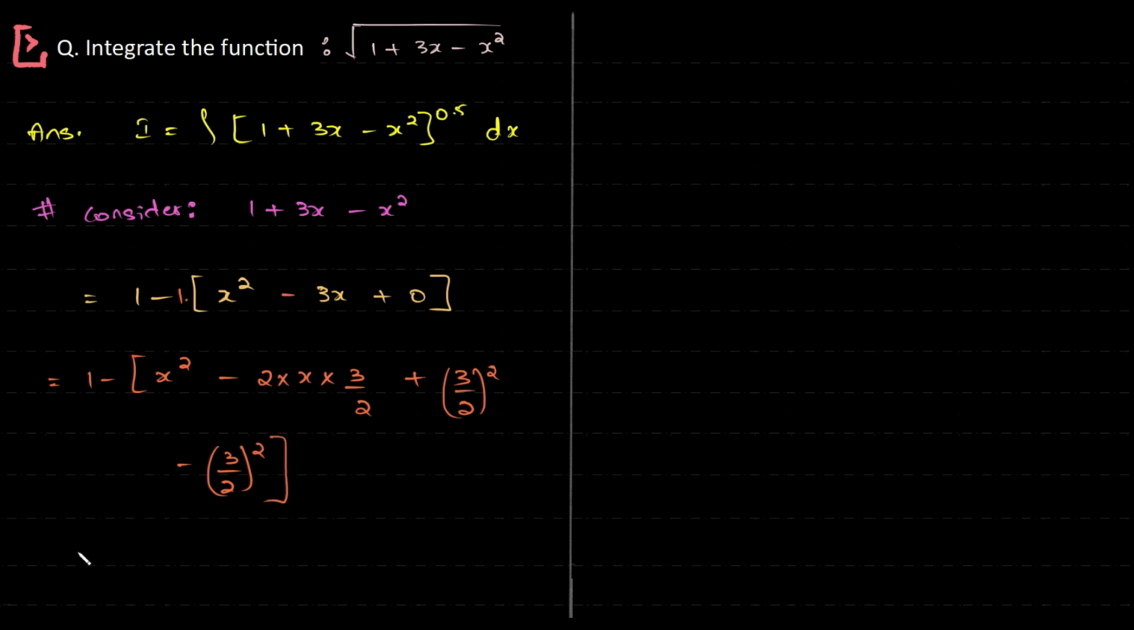And a bit of simplification. So we have this to be 1 minus (x - 3/2)², and over here this would be minus 9/4, closing the brackets. So if I open, this will become positive. LCM is 4 and 13/4. So (√13/2)² minus (x - 3/2)².